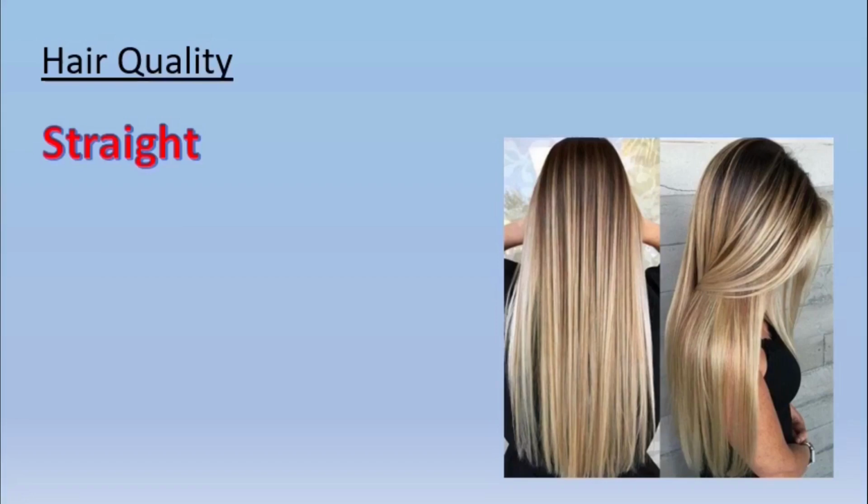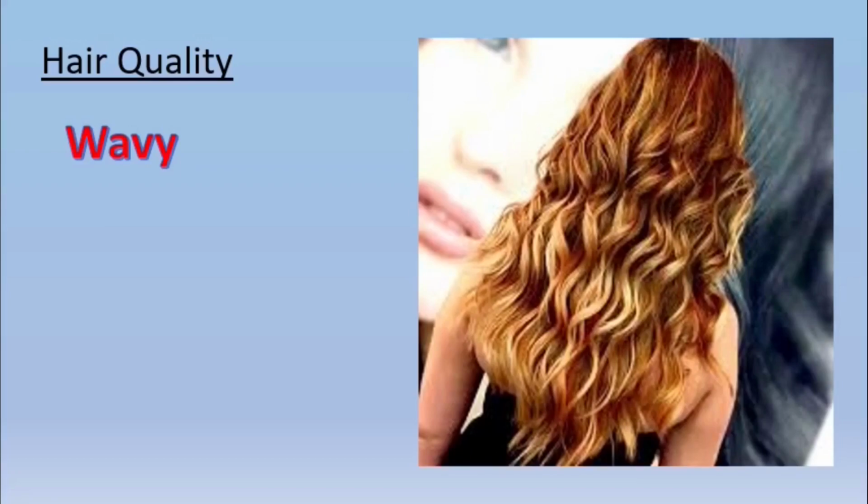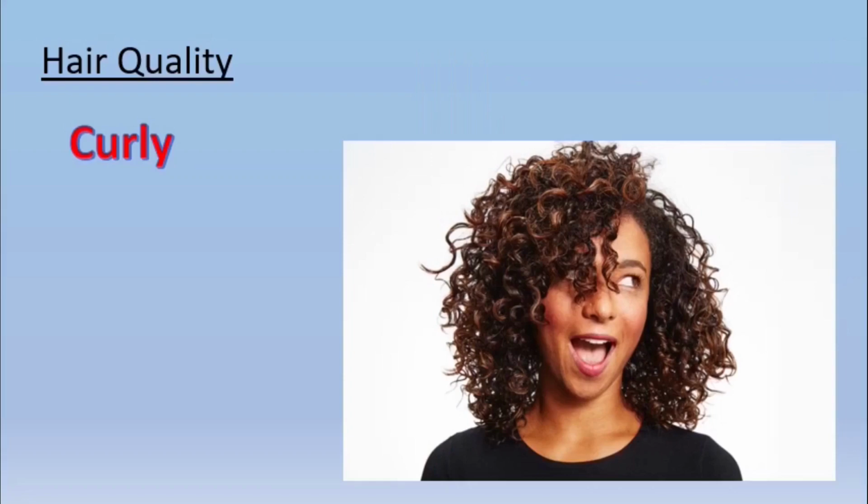Straight. She has straight hair. Her hair is straight. Wavy. She has wavy hair. Her hair is wavy. Curly. She has curly hair. Her hair is curly.